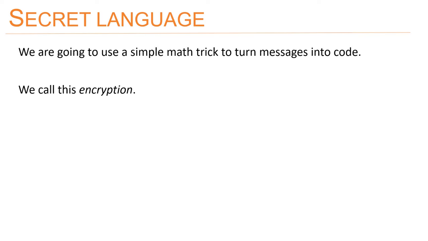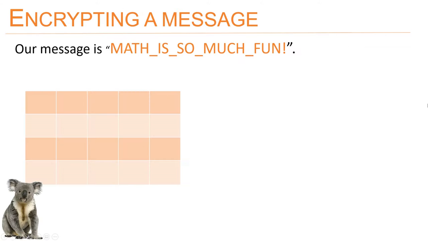Mathematics is about shapes and numbers, and if we use shapes and numbers in a clever way, we can indeed turn messages into code. The fancy word for this is encryption. And of course, we will also have to learn how to decrypt messages from our friends, how to turn them back into normal English. Let's start with a message we want to encrypt. Math is so much fun.